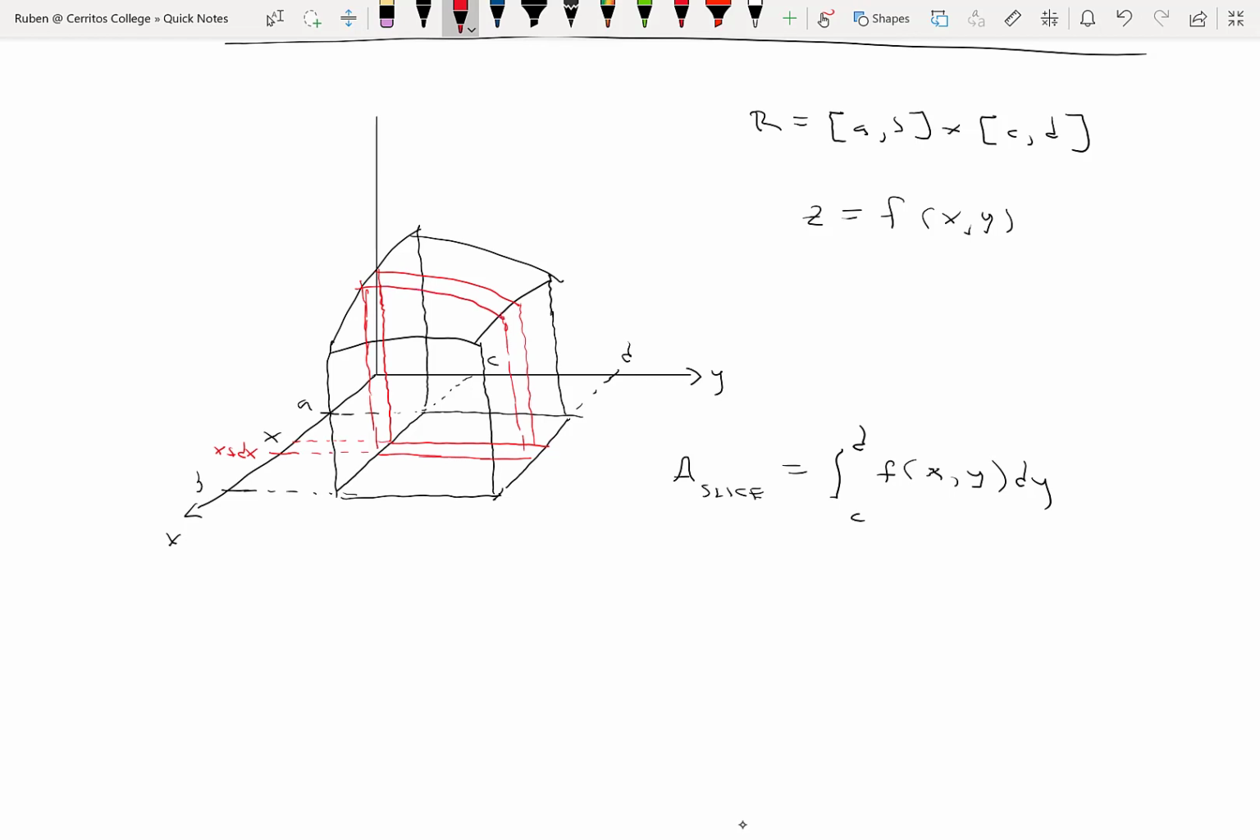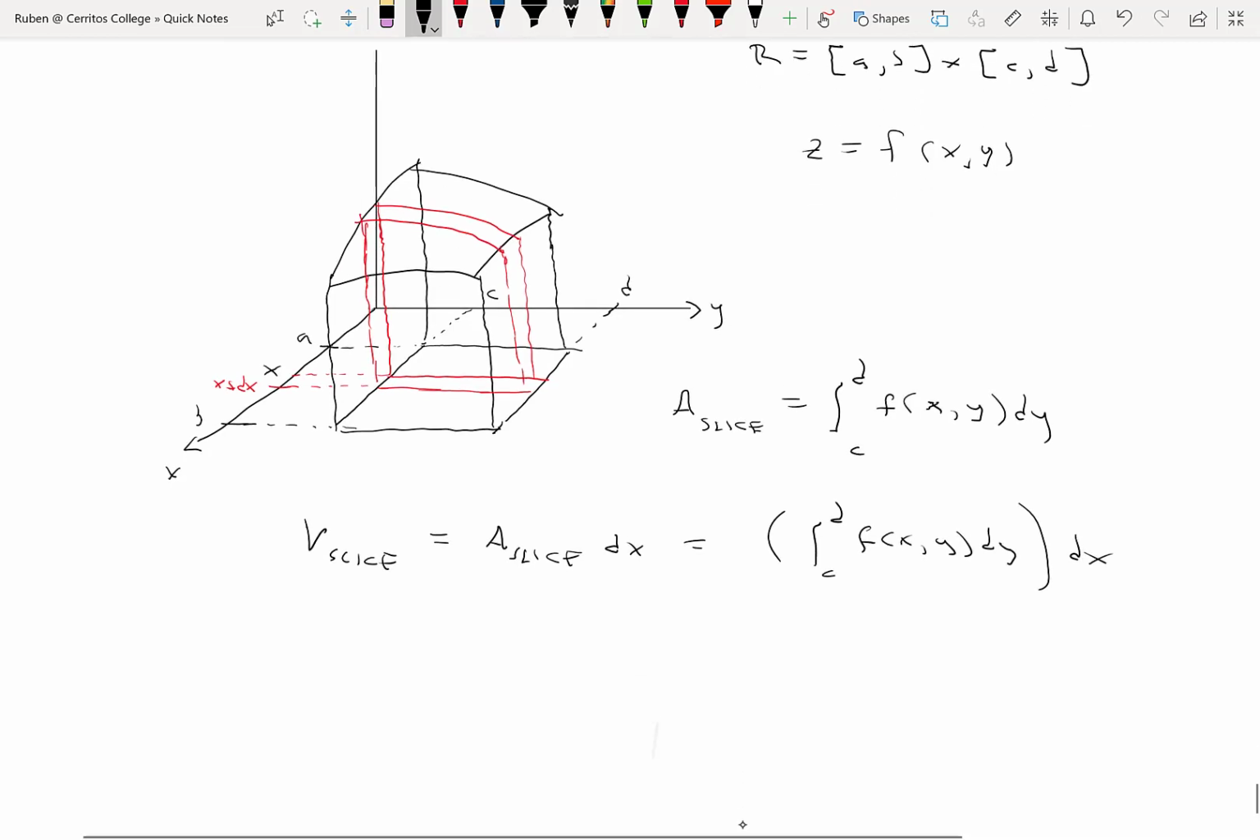So the volume of the slice, just using geometry, not even calculus here, is the area of the face of the bread. In our terms, that slice of bread forms a cylinder, believe it or not. If you lay the bread flat, the area of the base is the area of the face, and it has a constant height, dx. So the volume of the slice is the area of the slice times the thickness: the integral from c to d of f of x, y, dy, times dx.